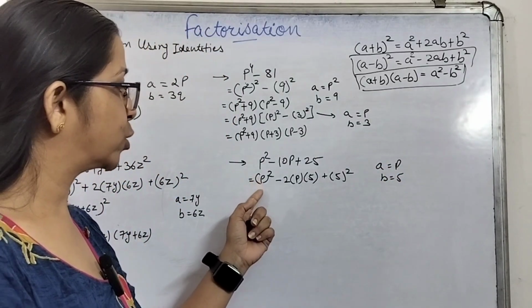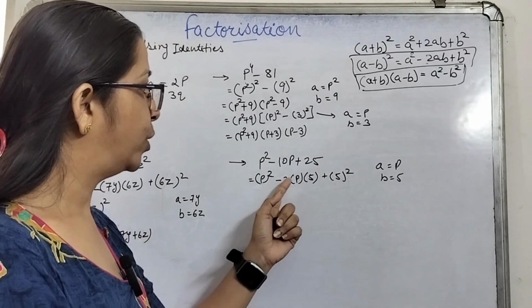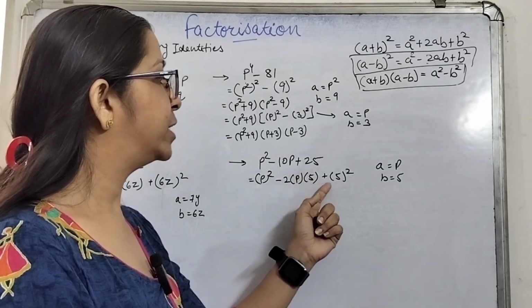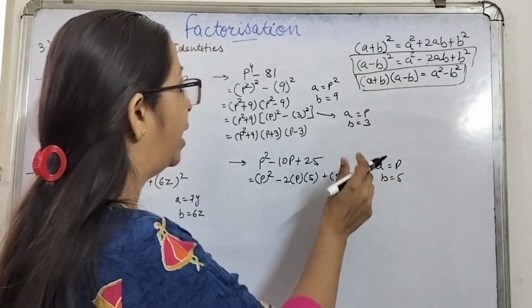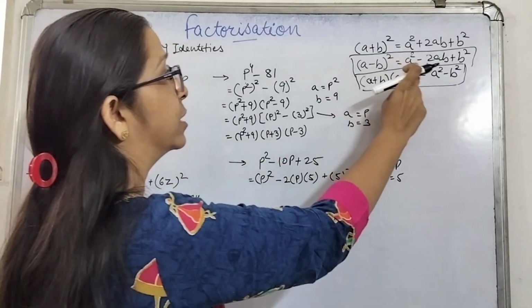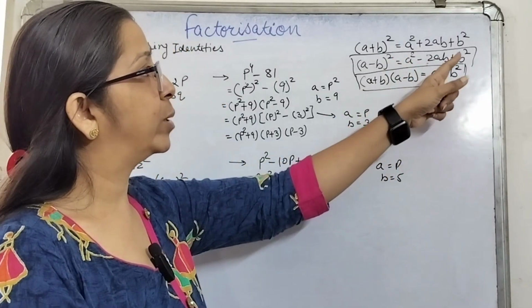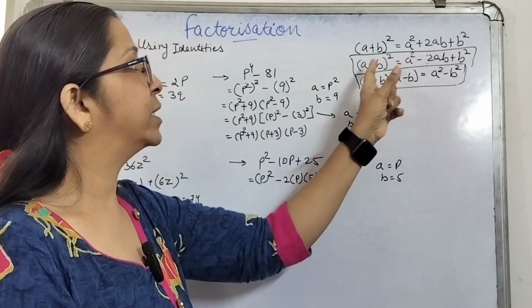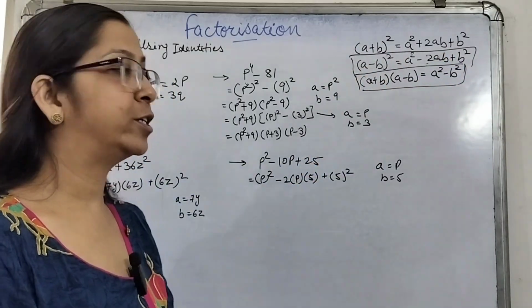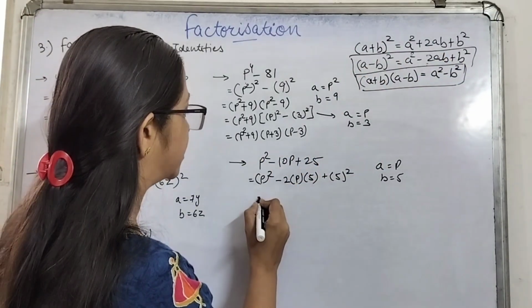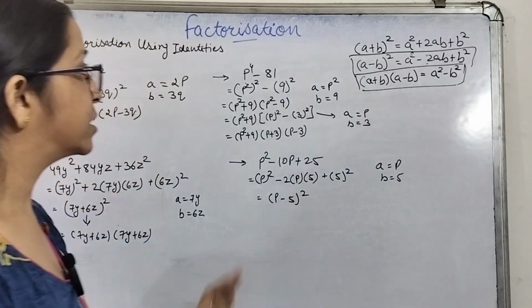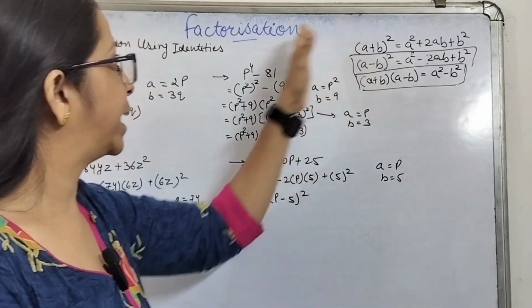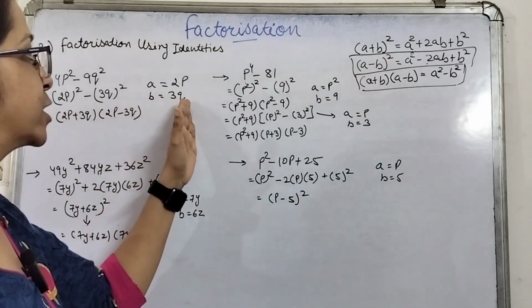So it is a square minus 2ab plus b square, and if the expression is in this form, that is a square minus 2ab plus b square, it could be written as a minus b whole square. So this is how, using the identities, we can factorize the given expressions.